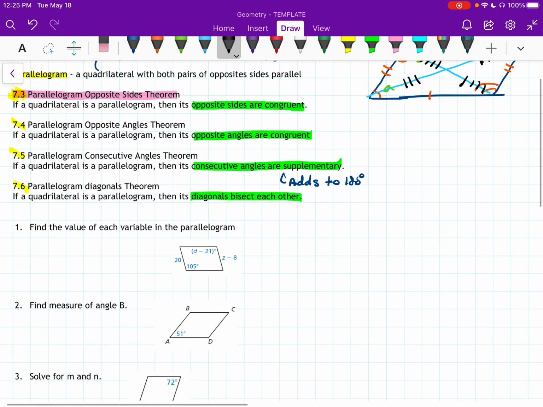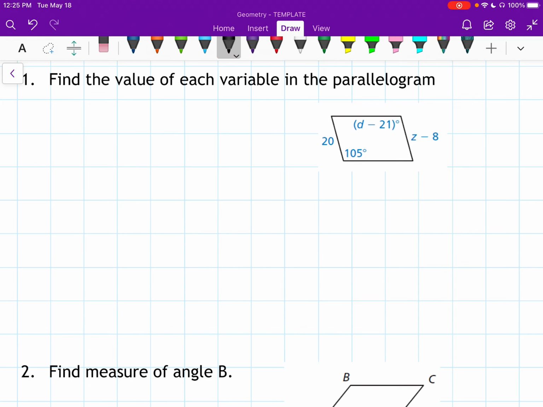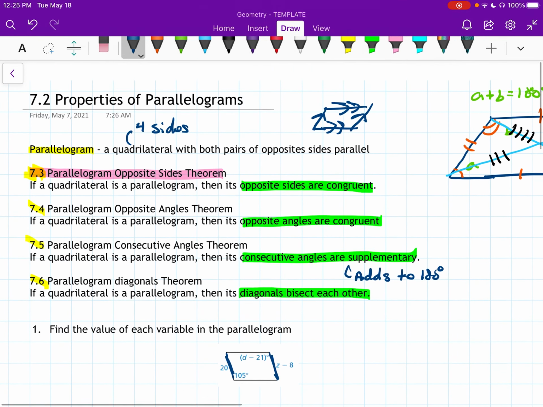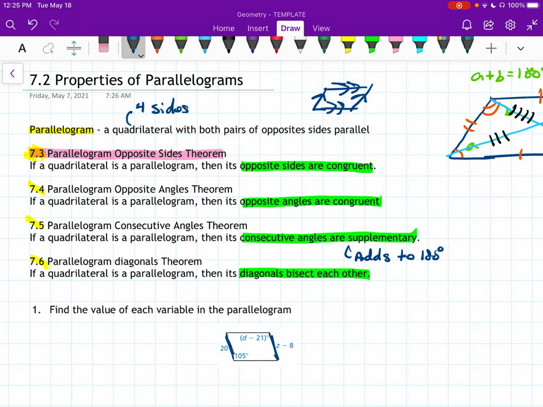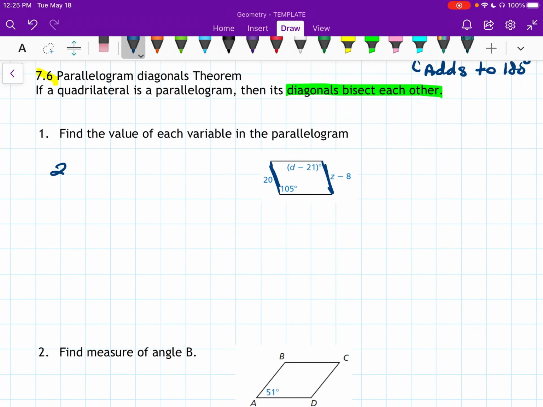All right, let's go down here. Number 1, find the value of each variable in the parallelogram. Now I'm starting off, let's deal with the sides. We've got this side and this side. We know that they are equal, right, by theorem 7.3, the parallelogram opposite sides theorem. So I can say 20 equals z minus 8. So it should be pretty easy for us to see that 28 is z, and there's one of our answers.